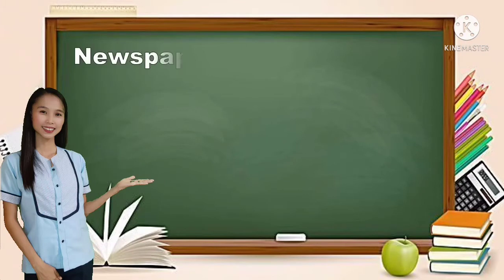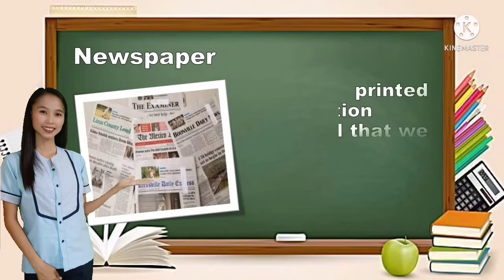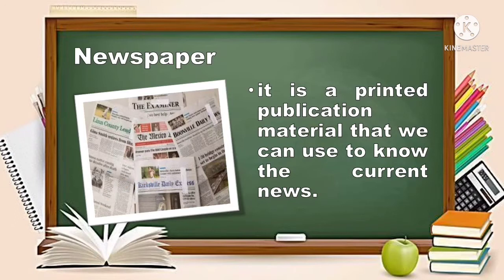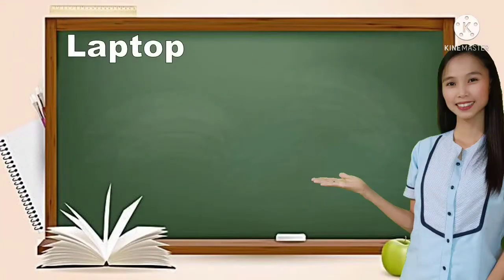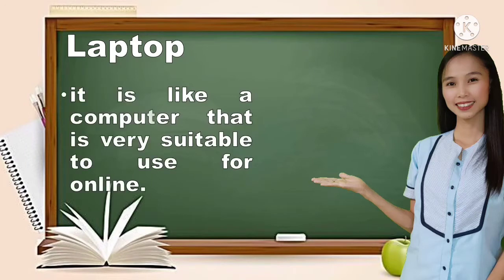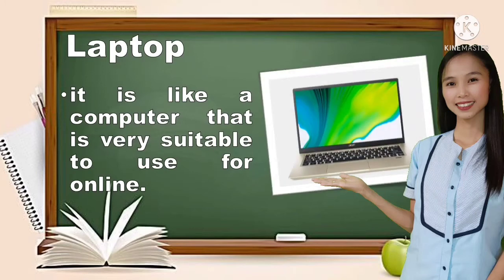The first viewing material is newspaper. It is a printed publication material that we can use to know the current news. It includes advertisements and correspondence. Next is laptop. It is like a computer that is very suitable to use for online. We can use it for searching things or a particular topic and also for online classes.